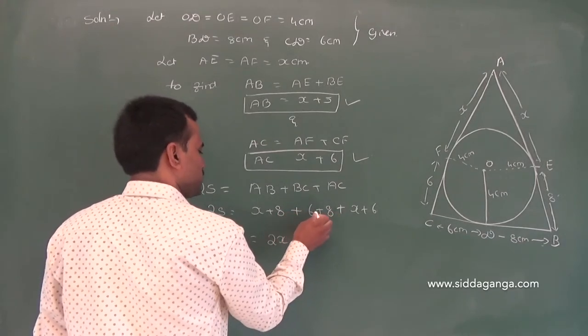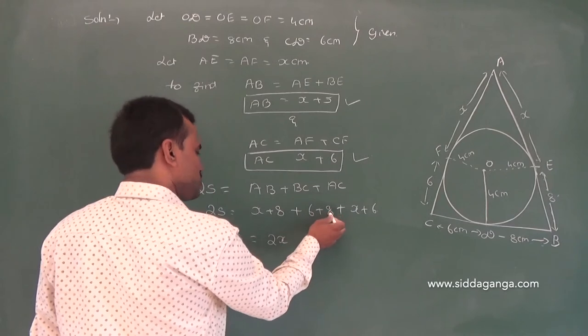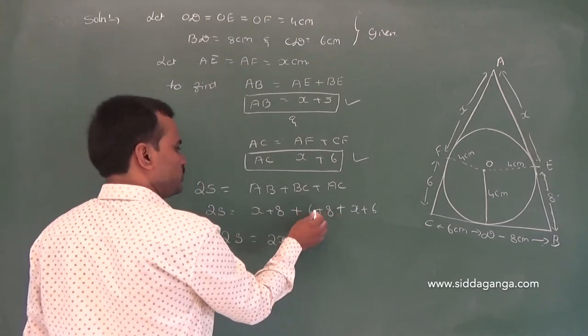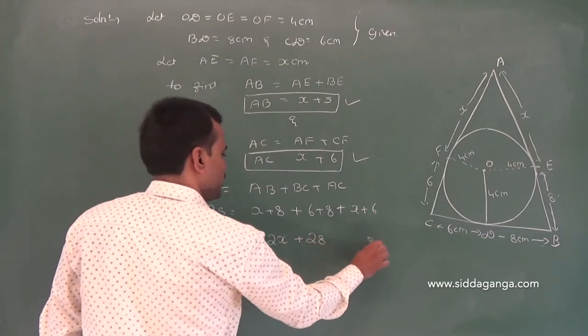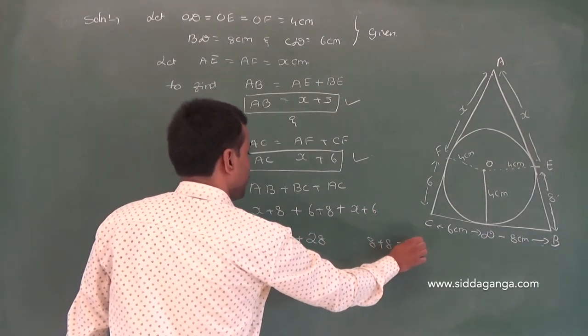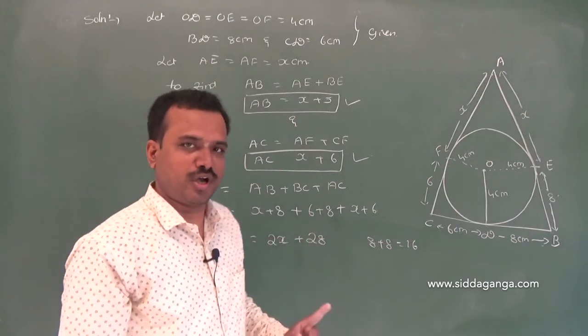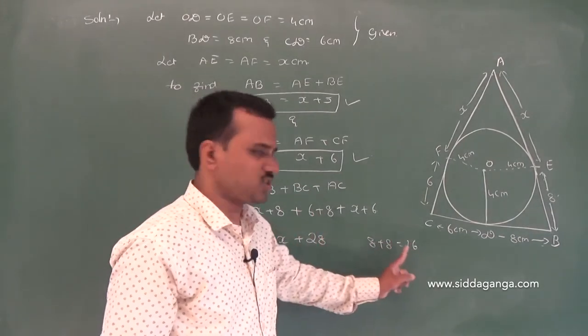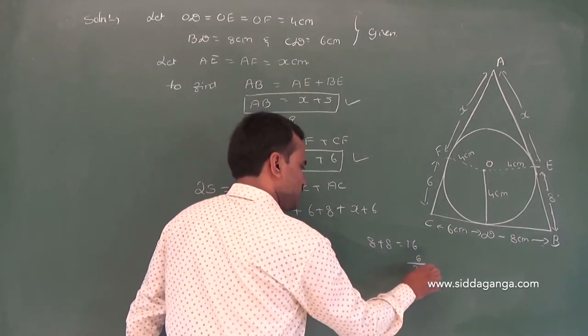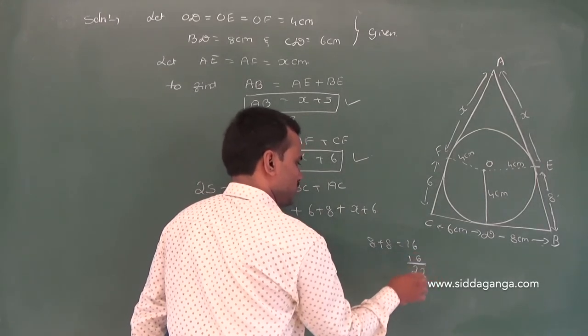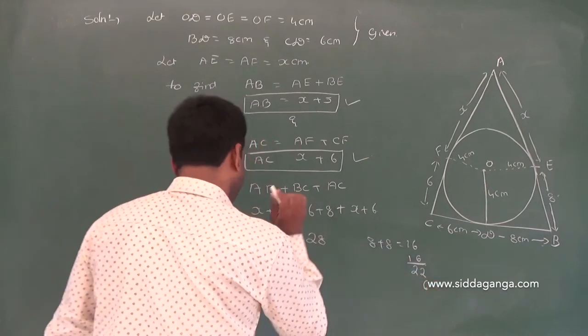8 plus 8, 16. 16 plus 6, 22. 22 plus 6, 28. Correct? Once again, this is a calculation-oriented problem, so be very careful. 8 plus 8, 16, correct? 16 plus 6, 22. 22 plus 6, 28.